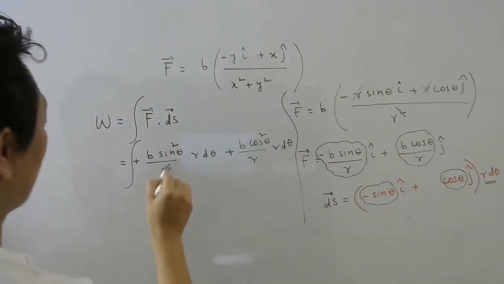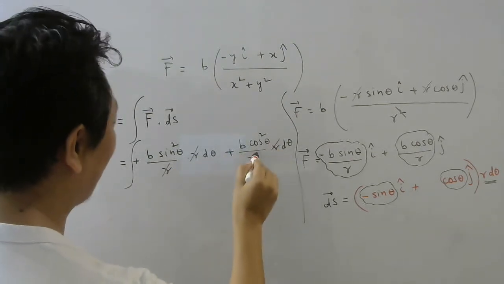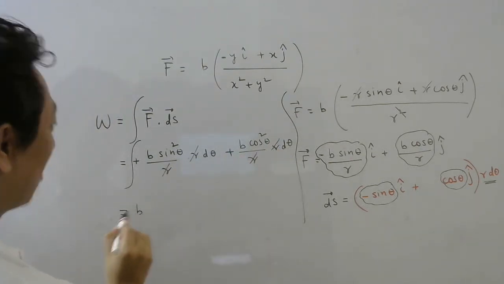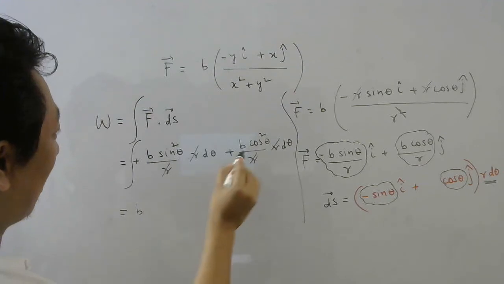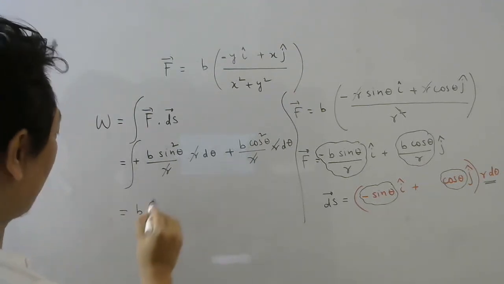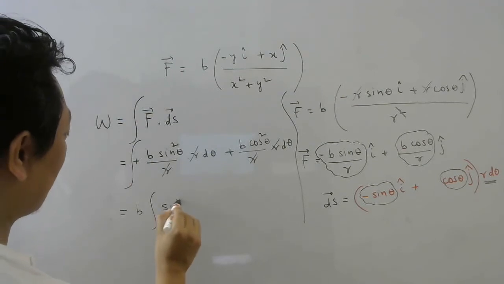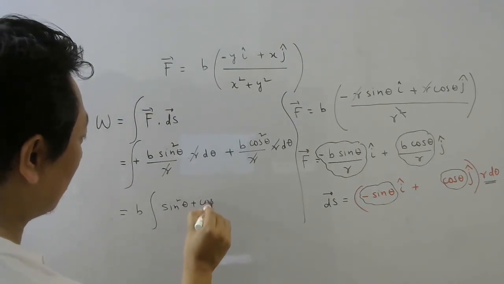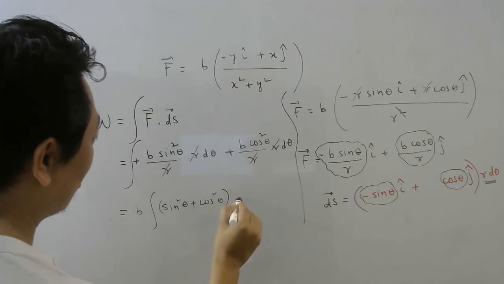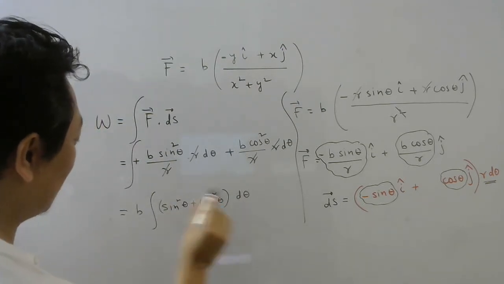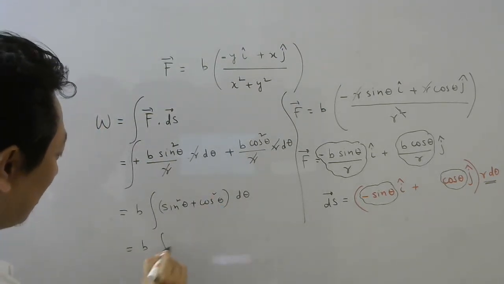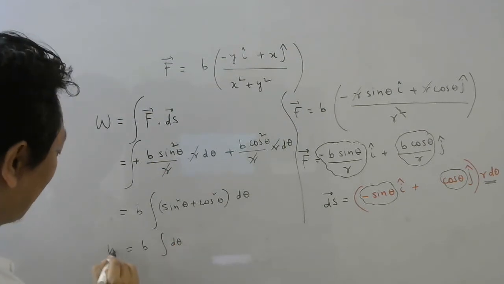Now you observe, this r gets cancelled, this r gets cancelled, b comes out, and here I can take b common because b is constant, and will come out of integration. I will get sin square theta plus cos square theta, and d theta is also common, and we all know this is 1. So b integral d theta.